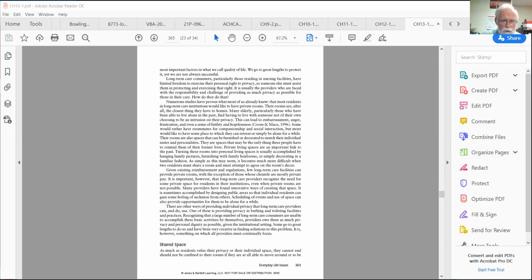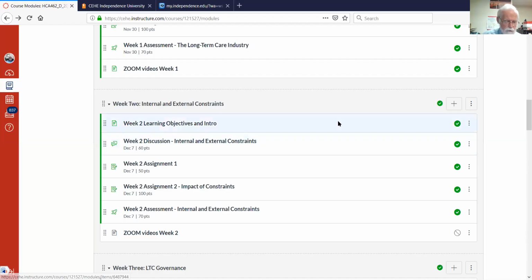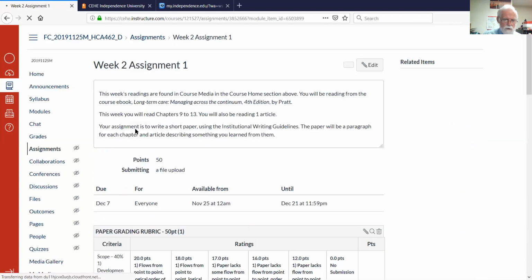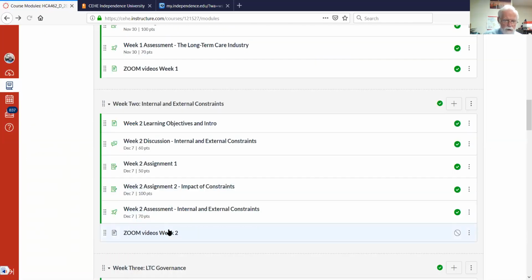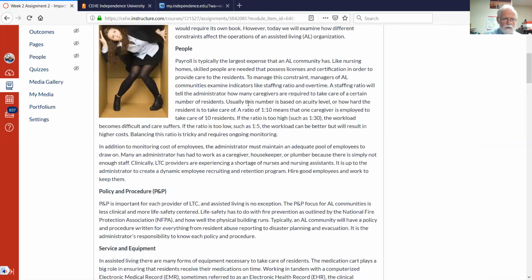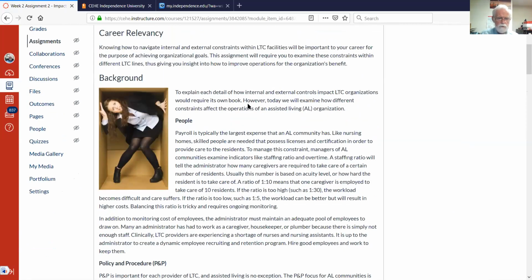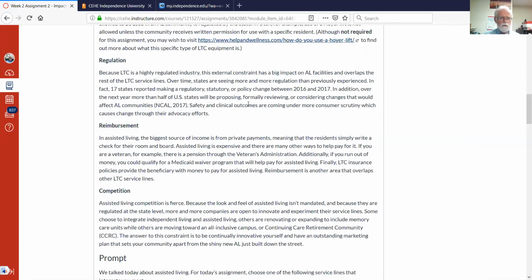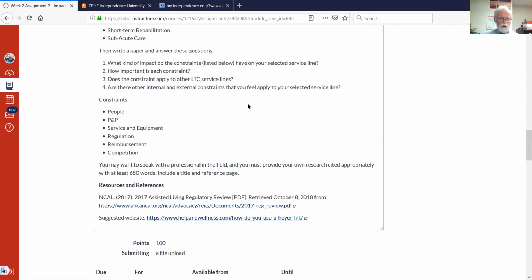So that's what I wanted to say about the chapters. I want to go back to this week's work here. The discussion, you can read that. I've already posted once. Your assignment one, obviously, is to read those chapters and send me a summary. Your assignment two is related to the impact of all of this, a kind of cheesy picture of this woman put into a box. But that's really what the impact of constraints is. You're put into a box.